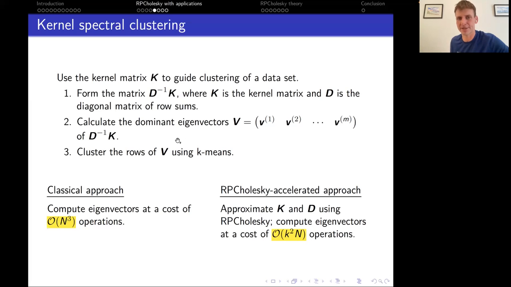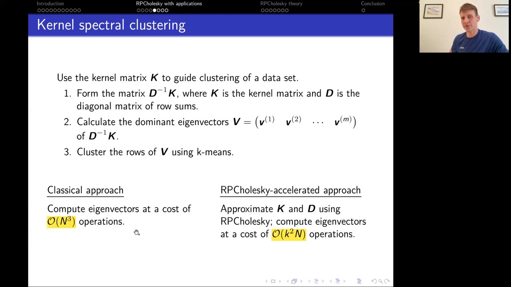Calculate the dominant eigenvectors, the right eigenvectors of the hopping probability matrix, D to the negative 1 K, and then just cluster the rows of V. This is now an N by M matrix, using K-means. So the hard part is step 2. Calculating the dominant eigenvectors of a matrix that could be 1,000,000 by 1,000,000. How do you store the matrix? How do you calculate its eigenvectors?